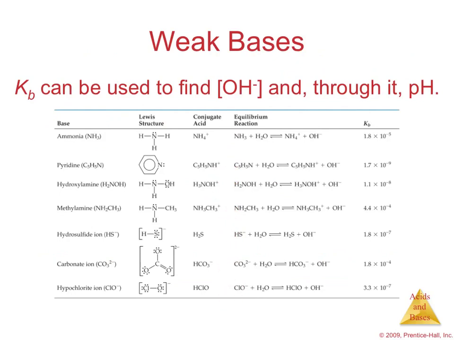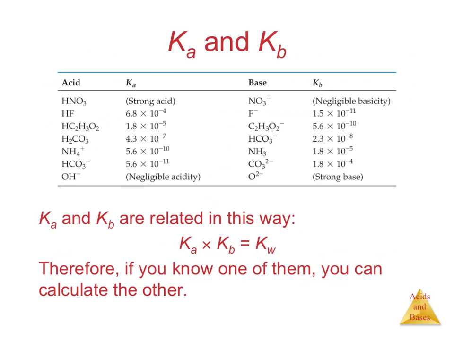Okay, so now with all this information, I can relate the Ka and the Kb to each other. And it turns out that if I take that Ka and multiply it by the Kb, it's going to equal the Kw, which we know is 1.0 times 10 to the minus 14th. Okay, so we could actually numerically convert the Ka into the Kb. All right. So let's look at why that's the case.